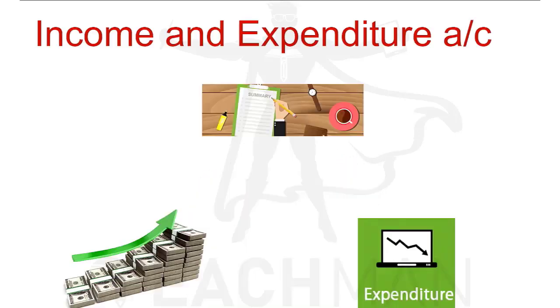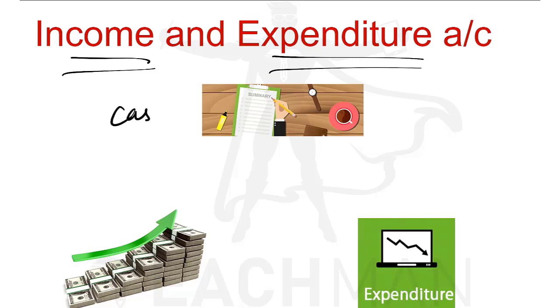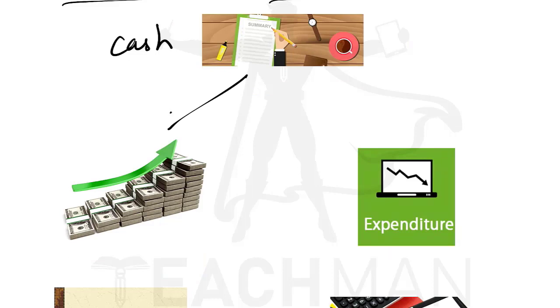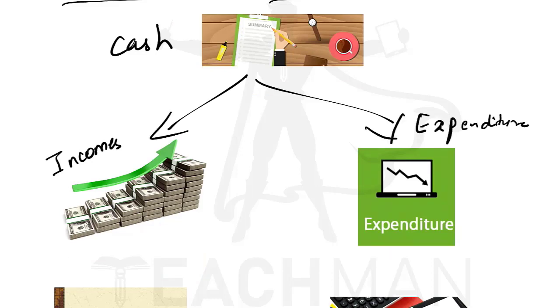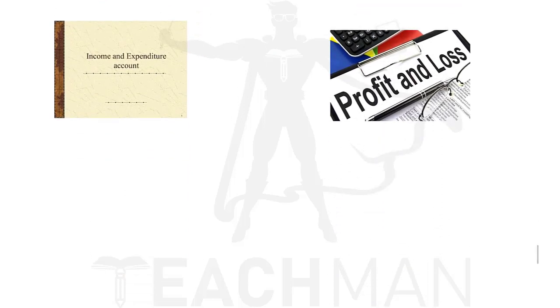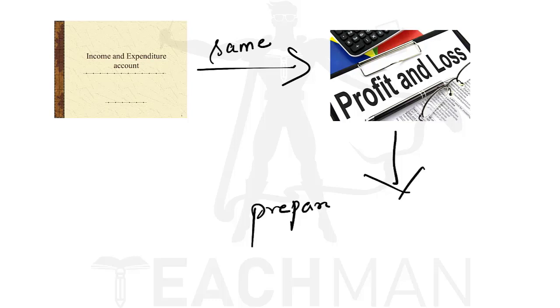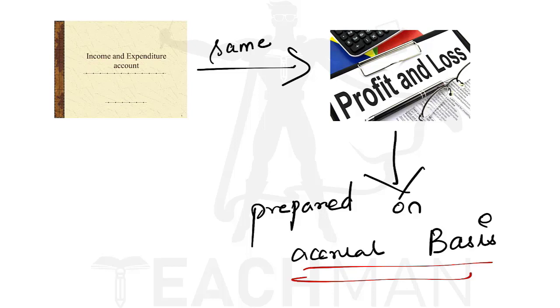Now let us know about the income and expenditure account. So income and expenditure account is cash summary of all the incomes and expenditure. The income and expenditure account is same as profit and loss account but prepared on accrual basis. Now what is accrual basis?